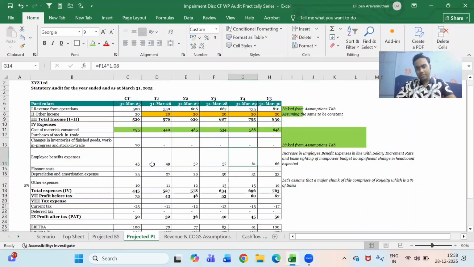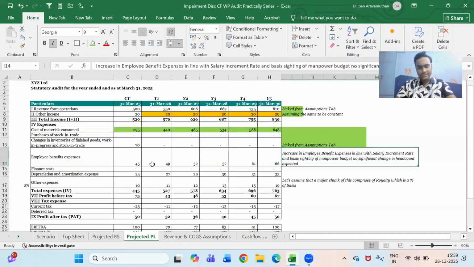But let's say ABC Limited only gave a salary escalation of 5%, 6% in the past, and suddenly they come up with a number of 8%. It is not wrong. It is not impossible that an escalation of 8% would be achieved. But you need to get an understanding from the management on how they plan to achieve the salary escalation of 8%. I hope that is clear. And if their plan is justified, you can definitely go ahead and consider that in your projections. So employee benefit expenses are also done and dusted, guys.